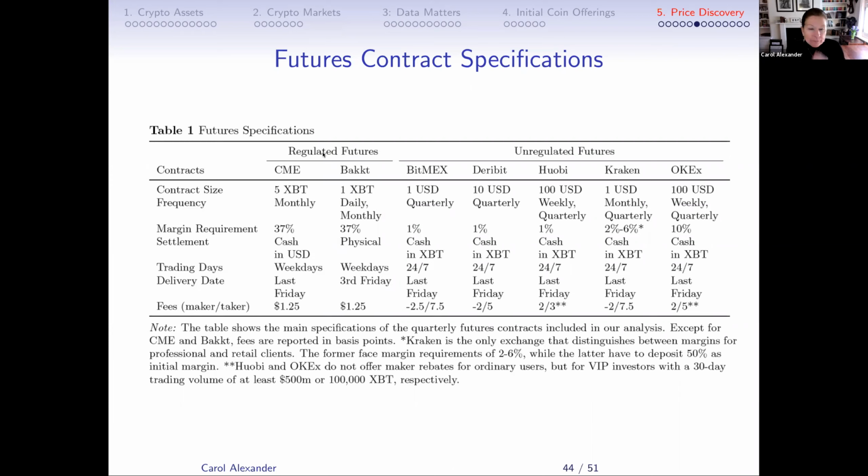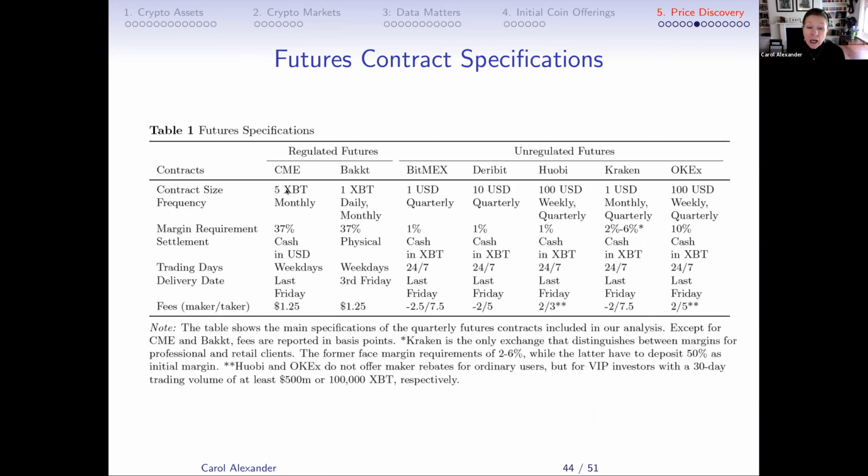Looking at the specifications here, apart from the backed, which is more or less defunct now, which was physical settlement, they're all cash settled, so they're financial futures. And on the regulated futures, it's a standard sort of thing. So a contract size would be like for gold, it would be 1 troy ounce. Here it's 5 Bitcoin. I'm using XBT in this paper for Bitcoin. In other papers I use BTC. I tend to use XBT for derivatives and BTC for cash. I don't know why. And the margin requirements are tiny on these unregulated exchanges, but really high on the CME and backed.